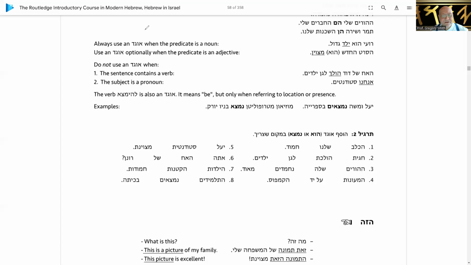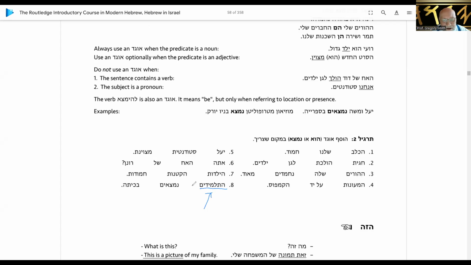Okay, let's see if I can figure out this last one. Hatalmidim, that's like the disciples, blank. Oh, we don't need anything there. Nimtza'im are located. Where are they located? Bakita, I think that's in class. Actually, Hatalmidim is just the students. I get that mixed up because Yeshua had talmidim, his disciples, but talmidim means students.